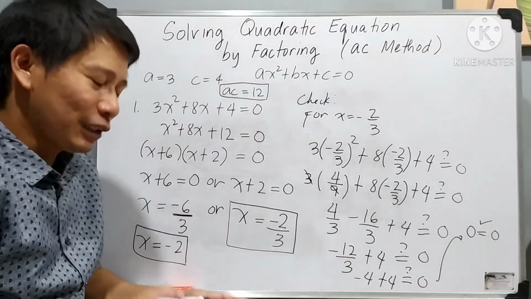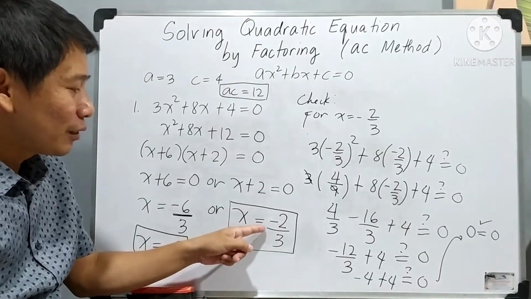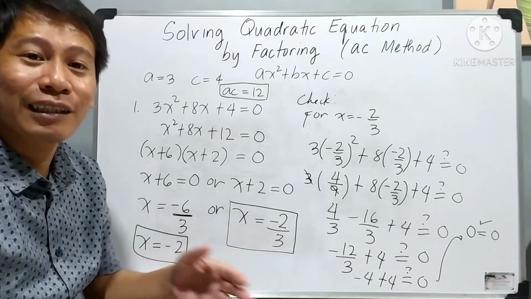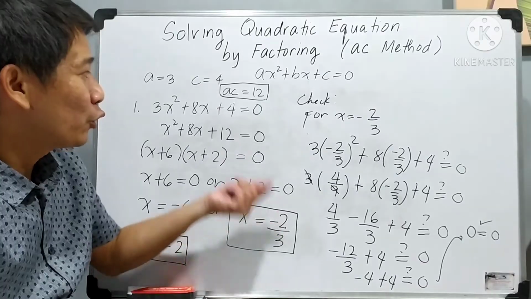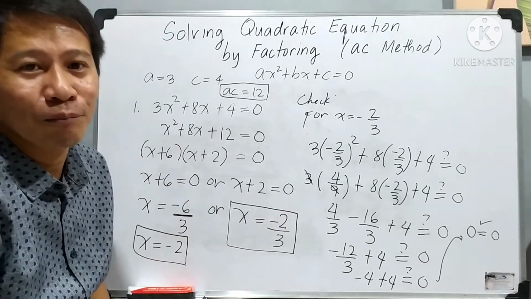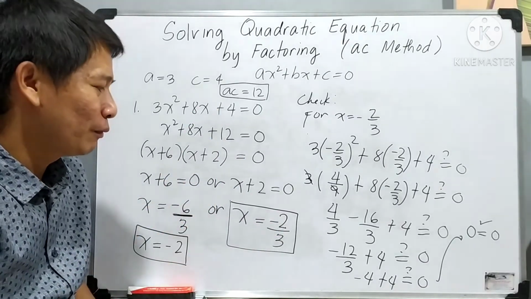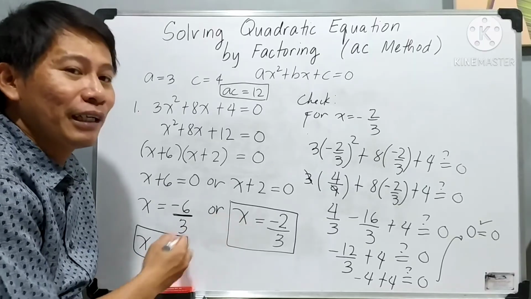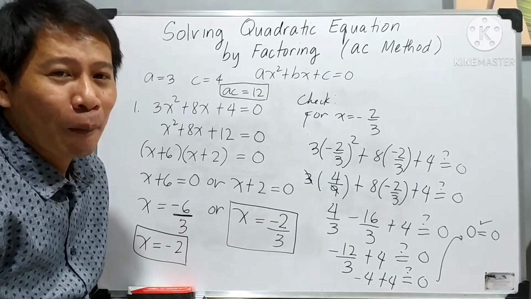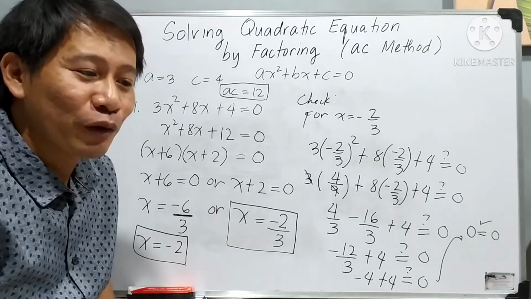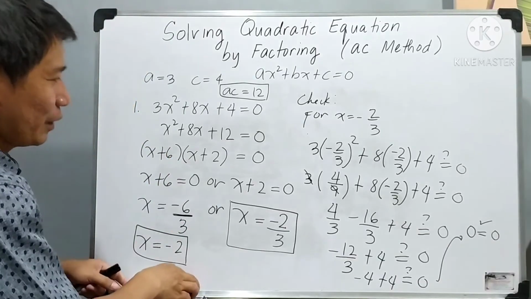So that means our root negative 2/3 satisfies. Ibig sabihin, true siya sa equation natin. So ibig sabihin yan, tama yung nakuha natin roots. So, bibigyan ko pa po kayo ng isa pang example. Okay?